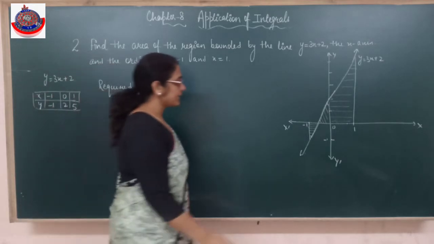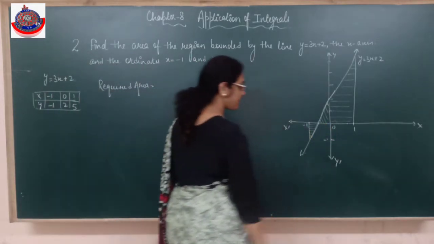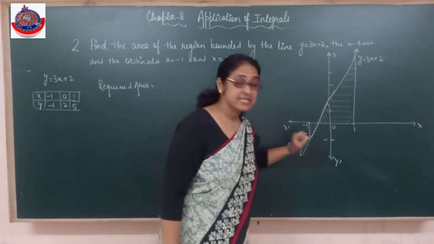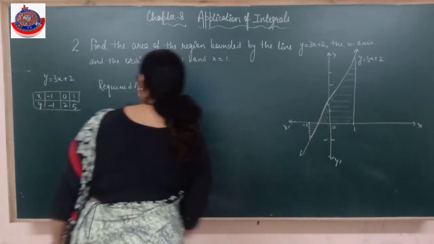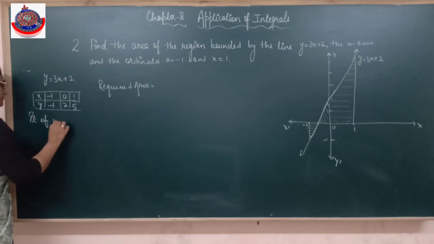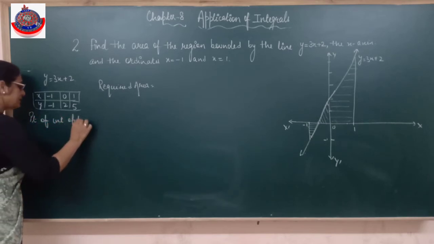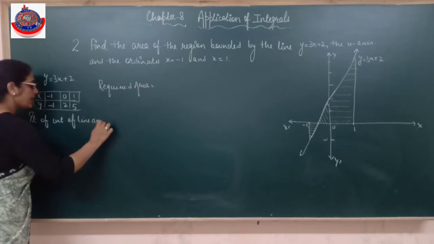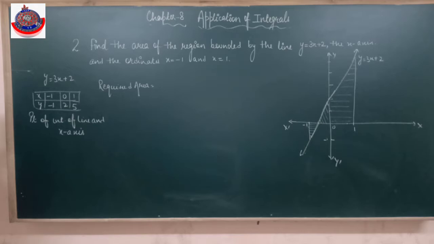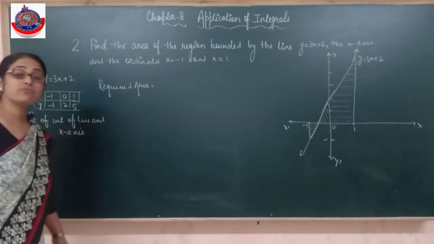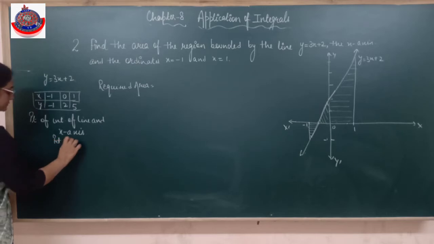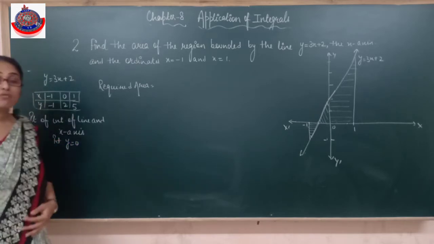Now first of all, I need this point of intersection. This is the point of intersection of the line and the x-axis. Let's see the point of intersection of the line and the x-axis. On the x-axis, the value of y is always 0. So put y equals 0.